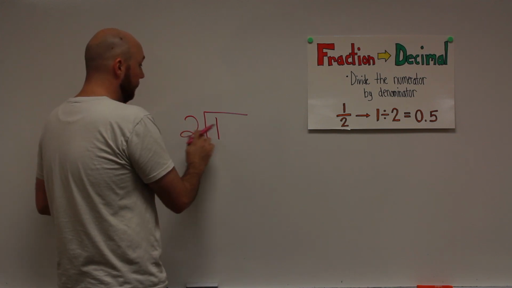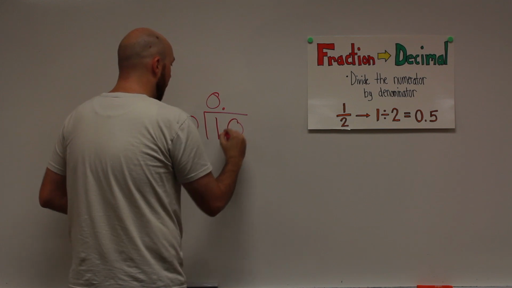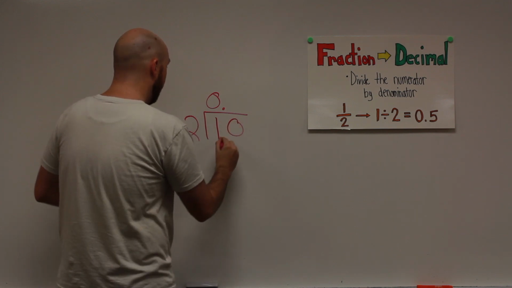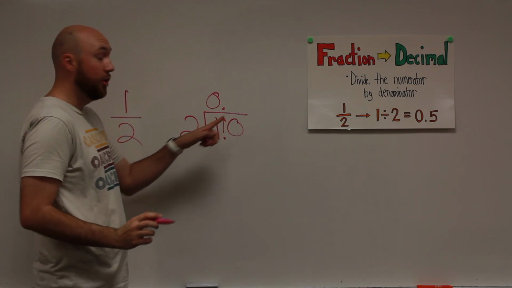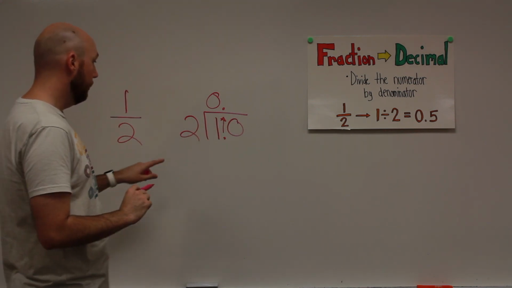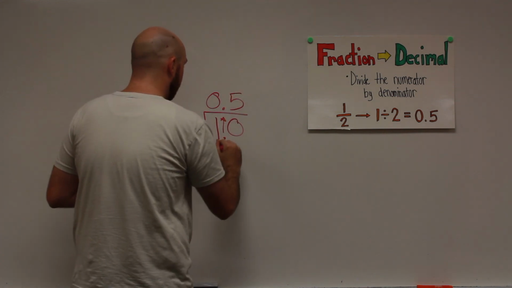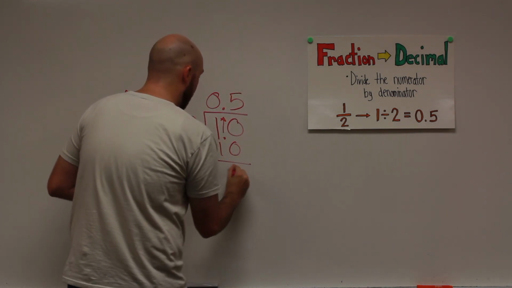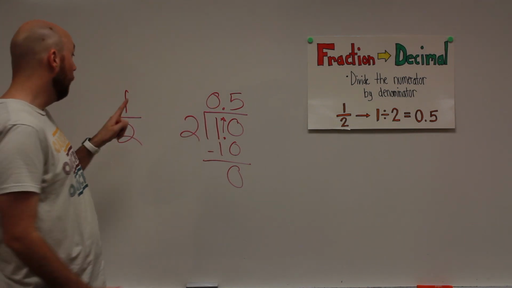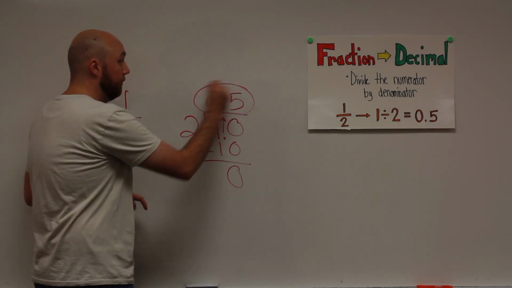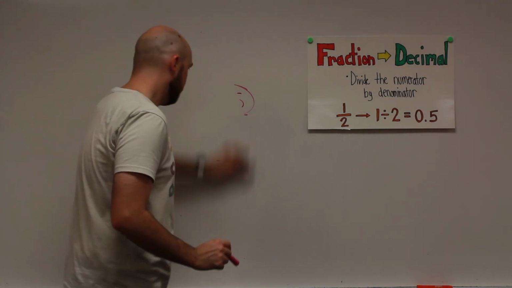2 goes into 1 0 times. I'm going to need to add my 0, okay? And I'm putting the decimal here. I'm moving it up so I don't get my math wrong, right? And 2 goes into 10 5 times. All right, I got 0, so I know I'm done with my division. So 1/2 as a decimal would be 0.5. Let's go ahead and do one more.